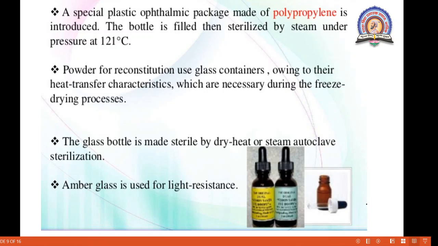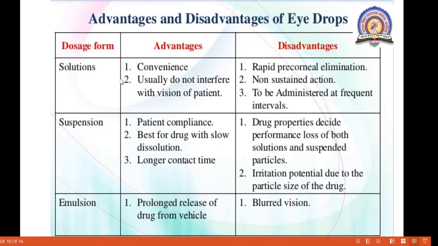A glass bottle is made sterile by dry heat or steam autoclave sterilization. The amber glass is used for light resistance. We know that our chemicals are also stored in amber color bottles because these bottles are light resistant. That's why here also we use amber color bottles. Then in the next slide, we discuss the advantages and disadvantages of these eye drops.